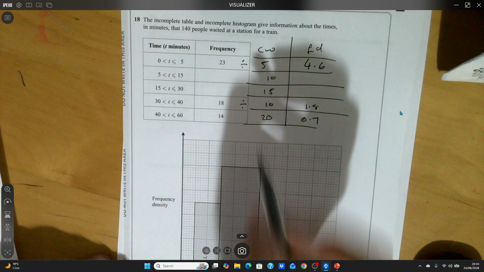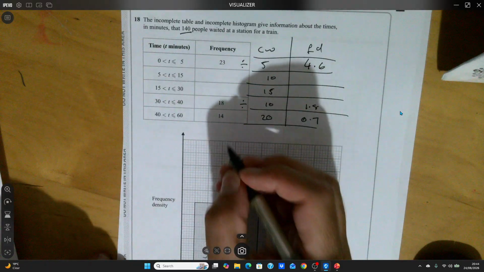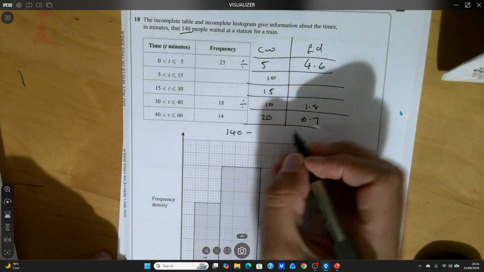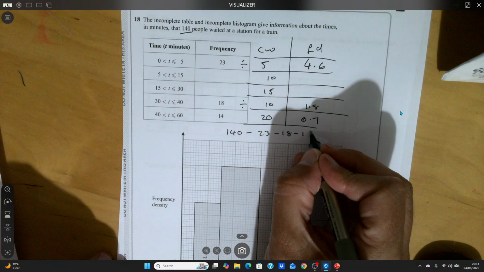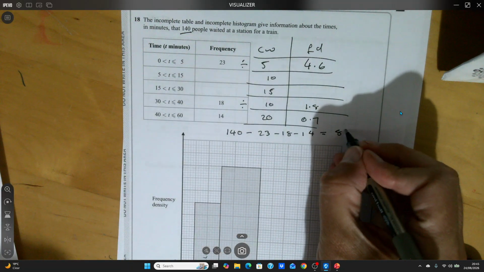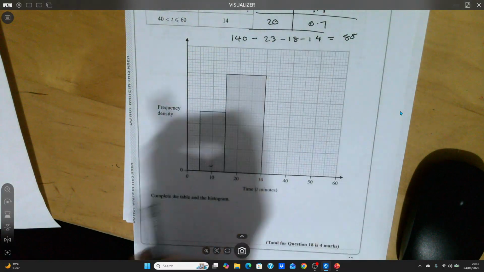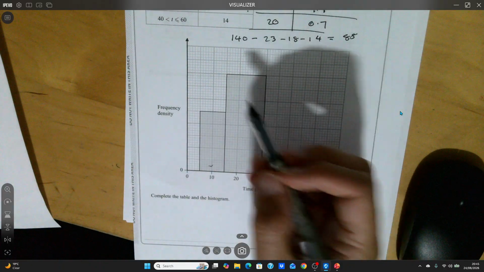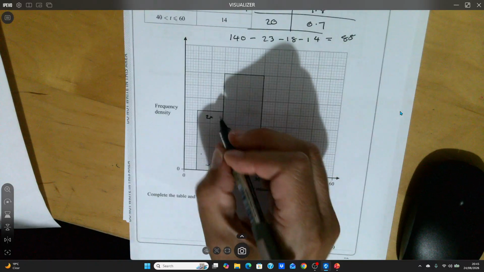Now, I'm told that there are 140 people and I need to work out how many of those to be. So I'm going to do 140, take away the 23, take away the 18, take away the 14. That gives me 85 people. So that means these squares are worth 85. How many little squares are there? Well, that's 2 times 5, which is 10.